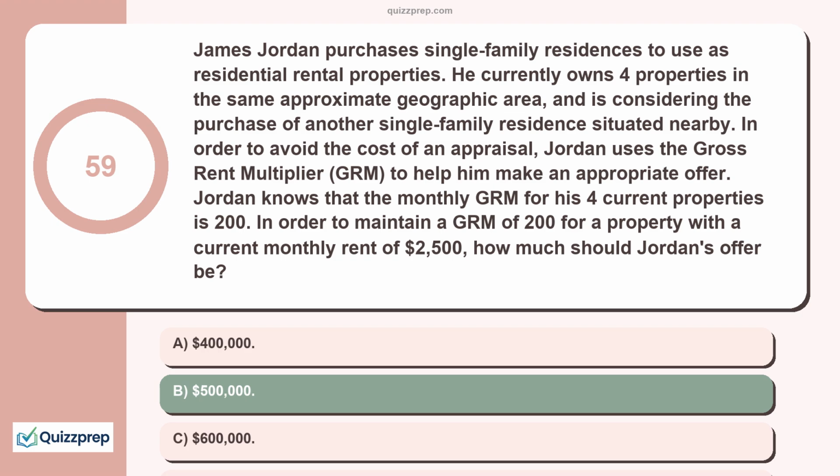C and D are incorrect. These offers would result in a gross rent multiplier that would be too high for this particular neighborhood and Jordan's 4 other properties. Example, $600,000 divided by $2,500 equals 240 and $700,000 divided by $2,500 equals 280.